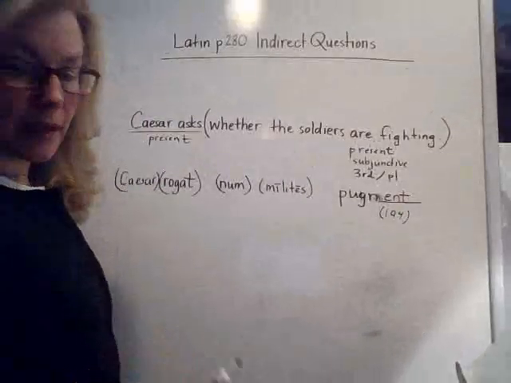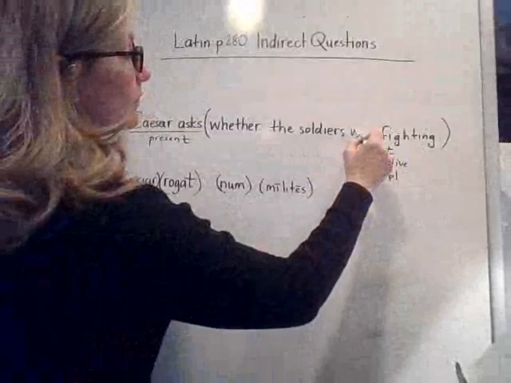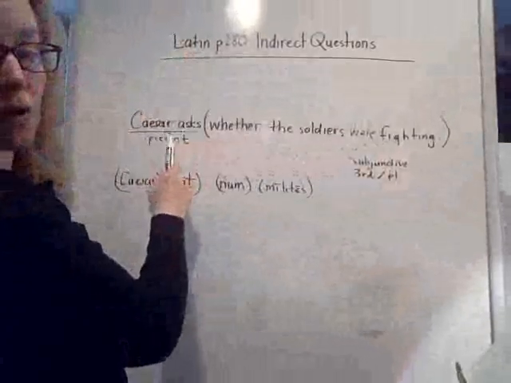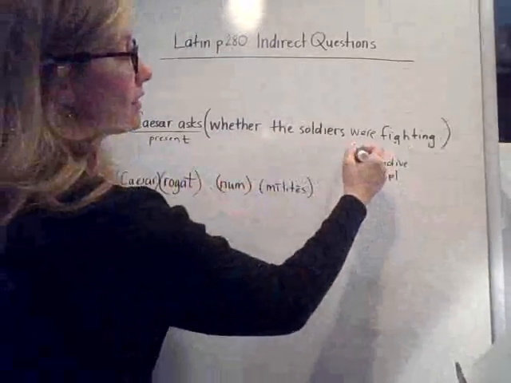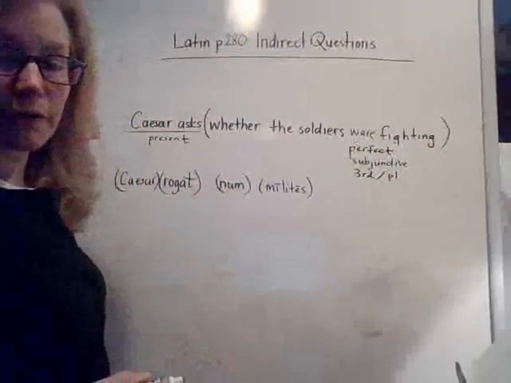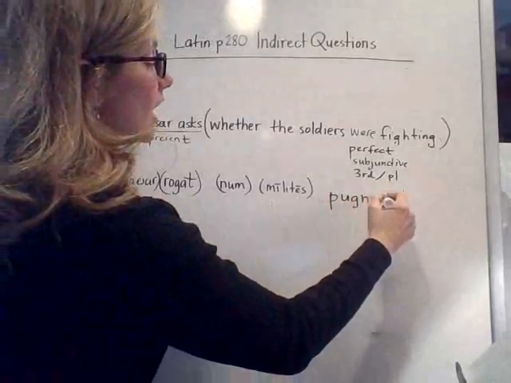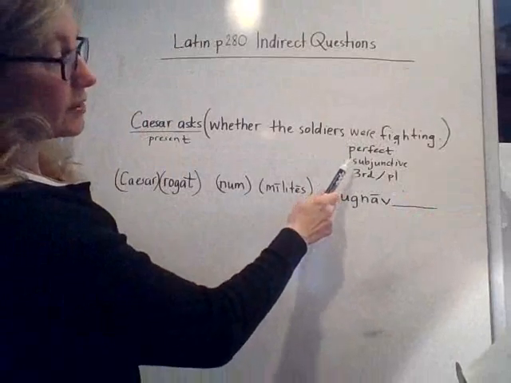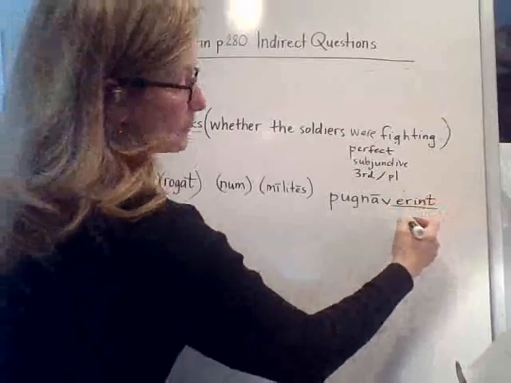Now, just so that you have a comparison, let's make this whether the soldiers were fighting and see how it changes. Here, the action in the subordinating clause happens before the action of the main clause. And because this is in a primary tense, we are going to put the subordinating clause in the perfect tense. And we know that when we build verbs in the perfect system, we use the third principal part. So I'm going to write down the third principal part, pugna, and then we're going to look up our new ending. It's perfect, and it is still subjunctive, still third person plural. If you look that up, the ending is erint, and that is from Grammar 200.